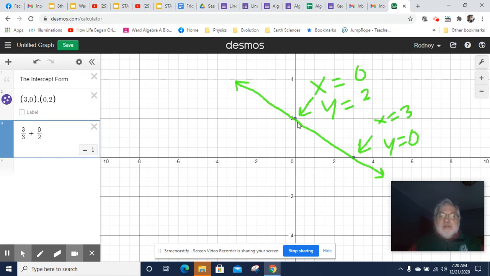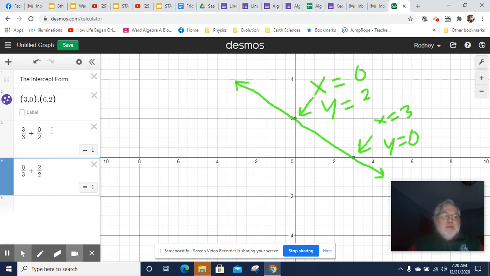Let's switch the situation. Let's go over to the y-intercept, and see what x over the x-intercept and y over the y-intercept equal there. Well, x at the y-intercept is 0, so 0 over the x-intercept, which is 3. And then y at the y-intercept is 2, so I'll plug in a 2 over the y-intercept, which is 2, and once again, I get 1.